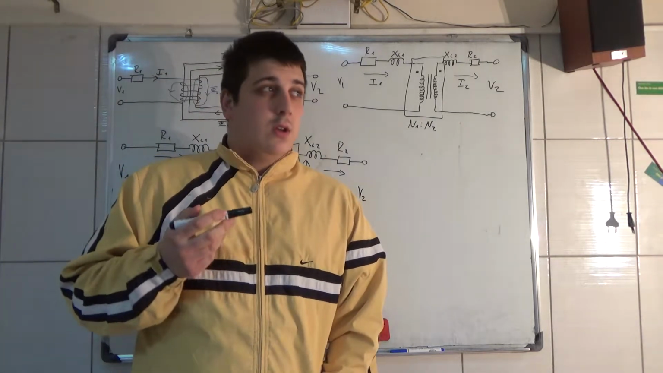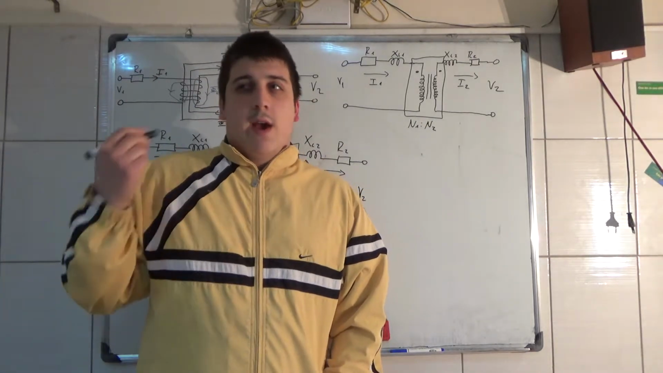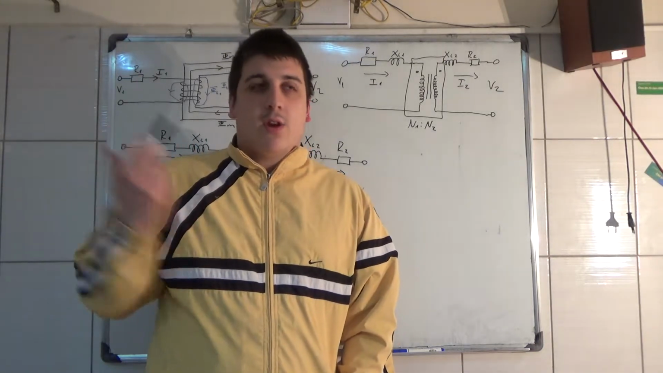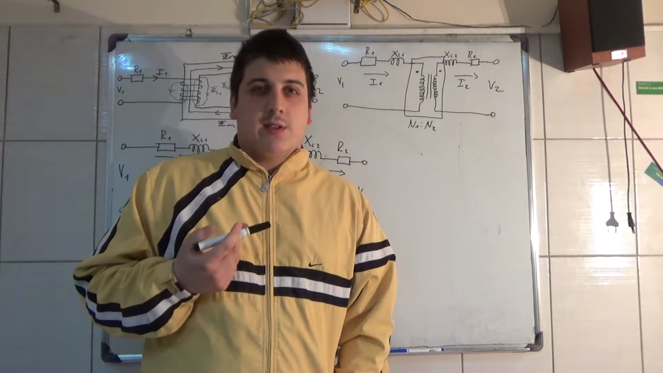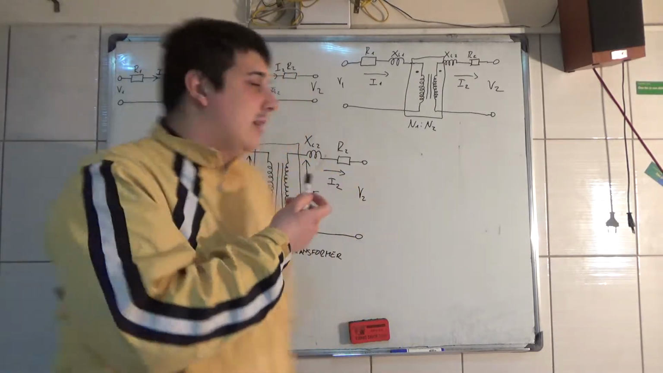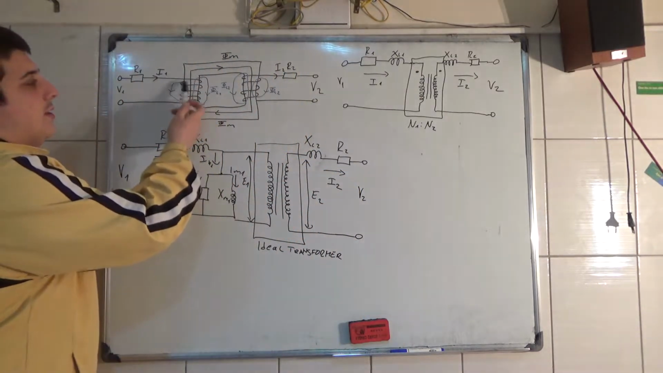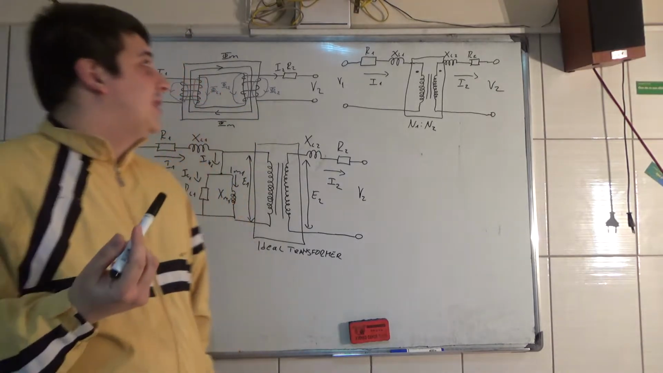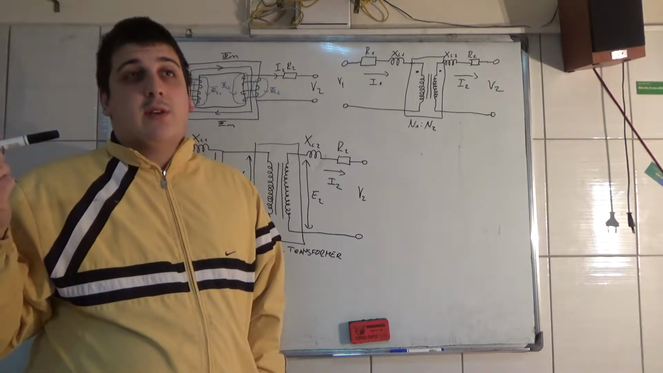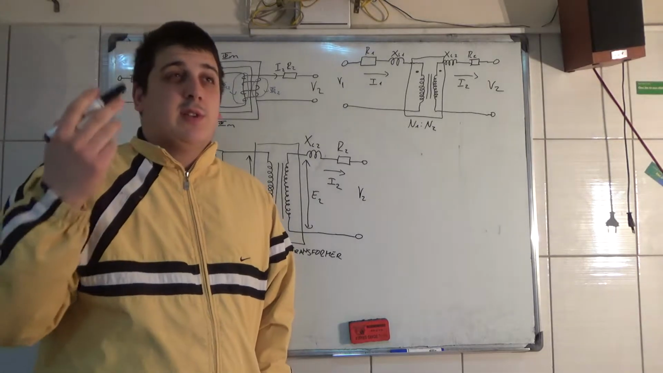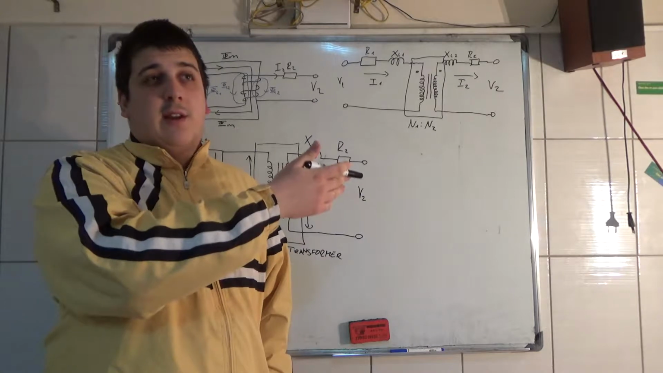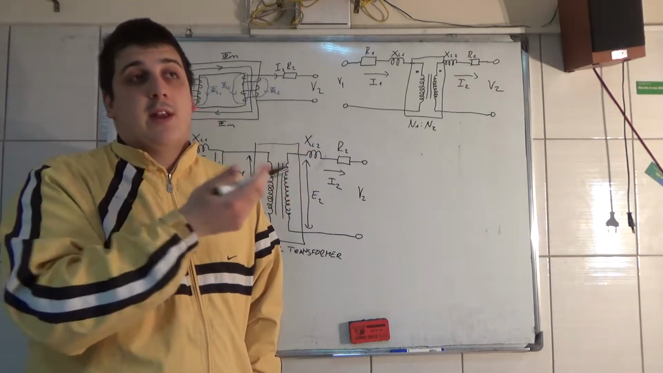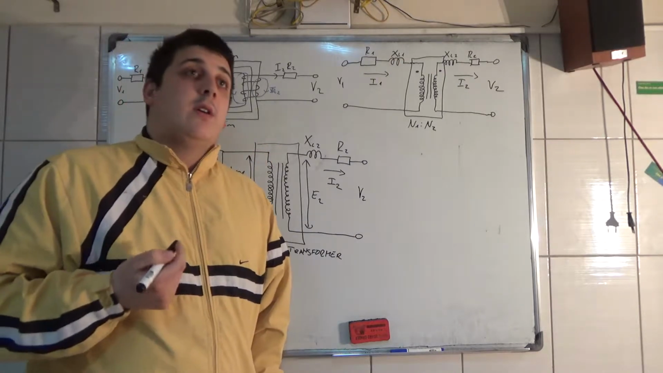All windings, every conductor, has its own resistance, and therefore the windings you see on these transformers have a resistance. You know that the resistance is equal to the specific resistance times the length of the conductor divided by the area of the conductor.